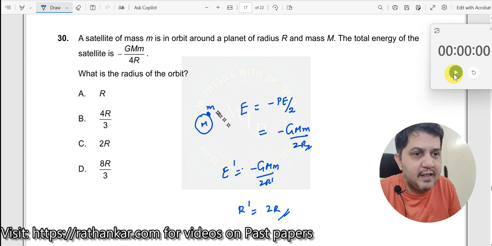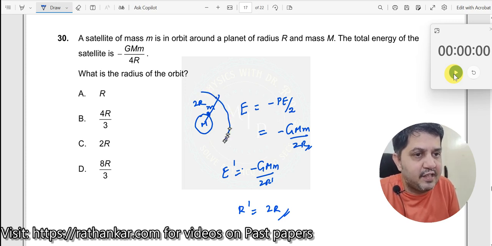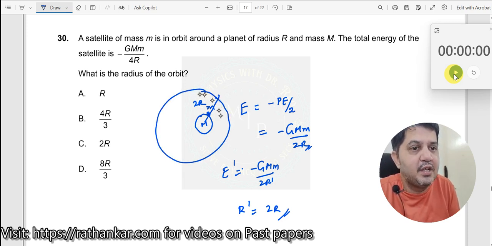What does it mean? That the object is not here, but instead it is somewhere over here, such that the total distance here is 2r. That's what it says. The radius of the orbit is seen to be 2r. It is not at the surface, it is now revolving at a distance of 2r from the center of the planet. Thus the answer is C.